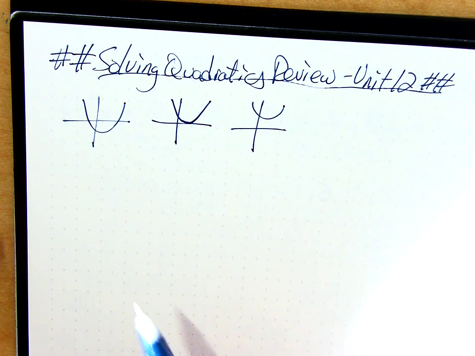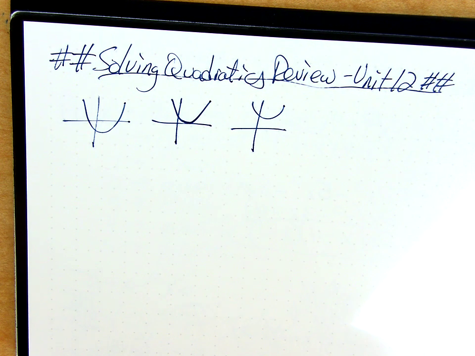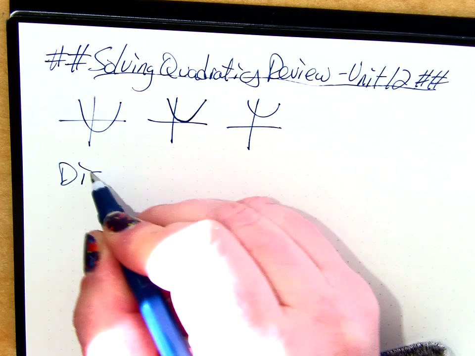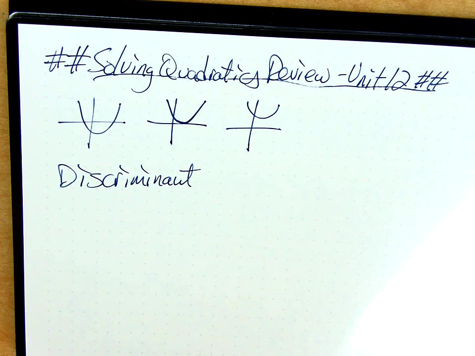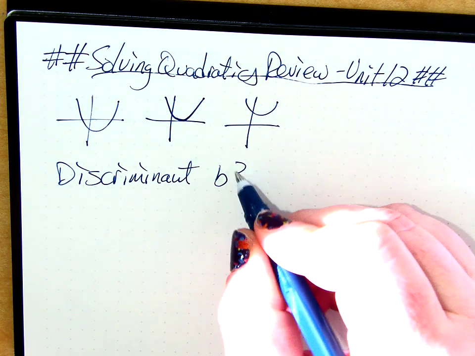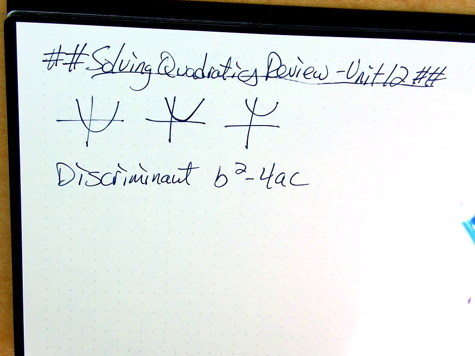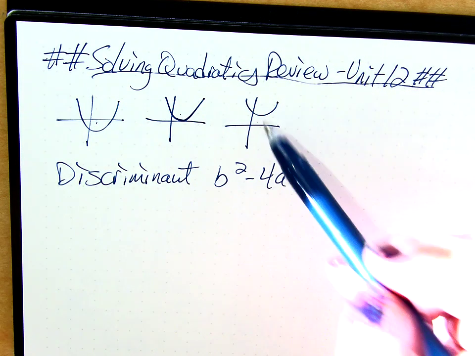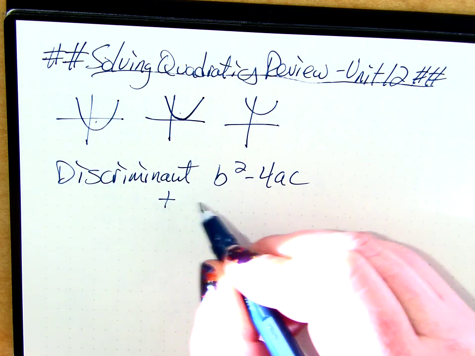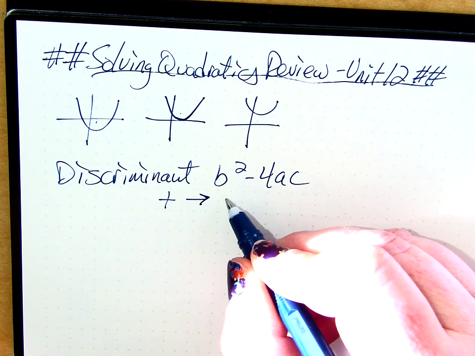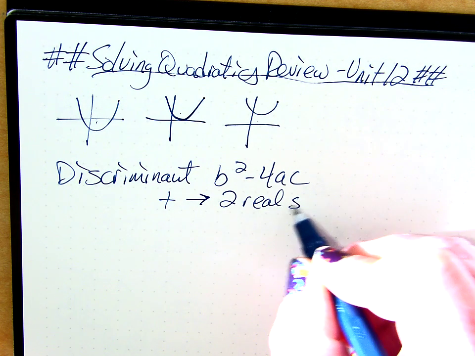But do you remember, if I don't have a graph, how I can figure out how many solutions I have before I go all the way through and solve it? Yes, the discriminant. That was the inside portion of the quadratic formula, b squared minus 4ac. That answer will tell you which of these 3 options you have. If it comes out to be positive, how many solutions will you have? 2 real solutions. You got it.